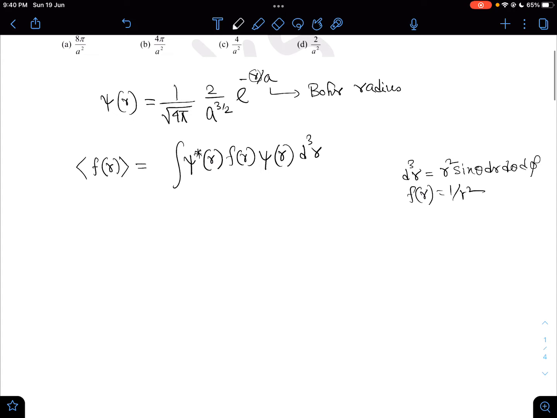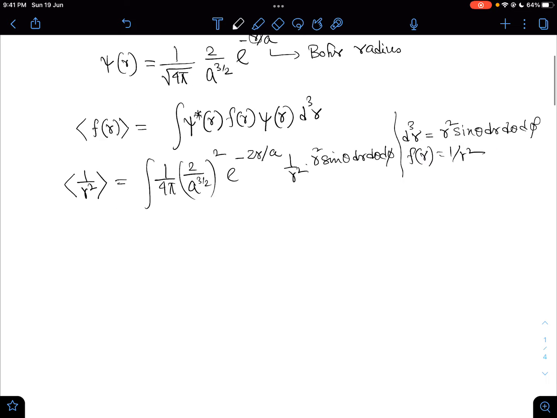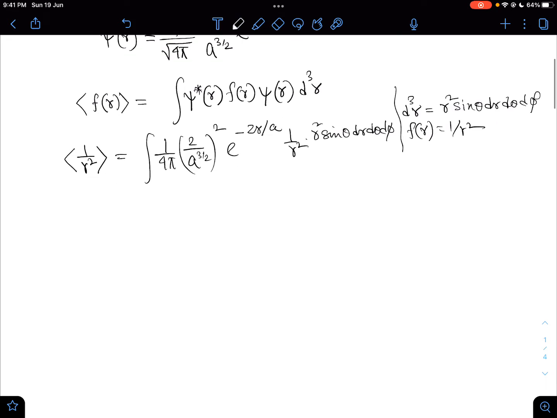If we put this in, we will get the expectation value of 1 by r square as psi star psi, that means we have 1 by 4 pi into 2 by a to the power 3 by 2 squared, and we will have e to the power minus 2r by a, and f of r is our 1 by r square, and d cube r is r square sine theta dr d theta d phi. So this is the integration which we have to evaluate.